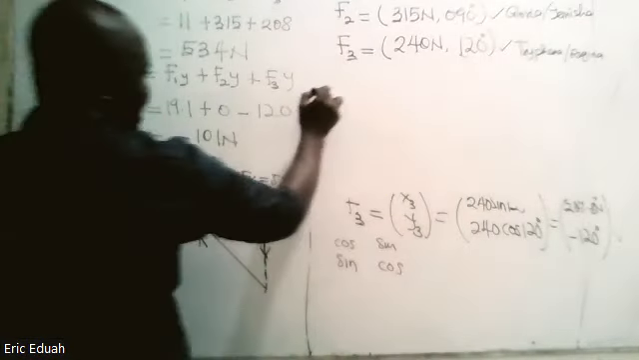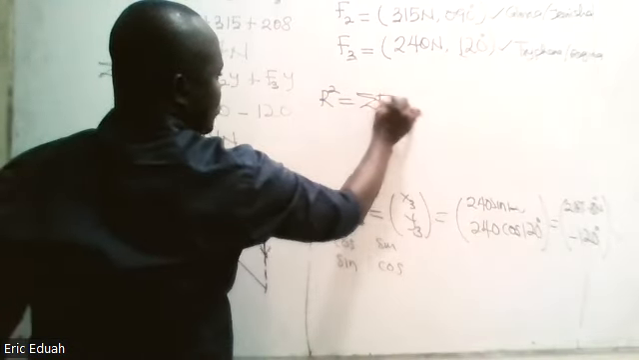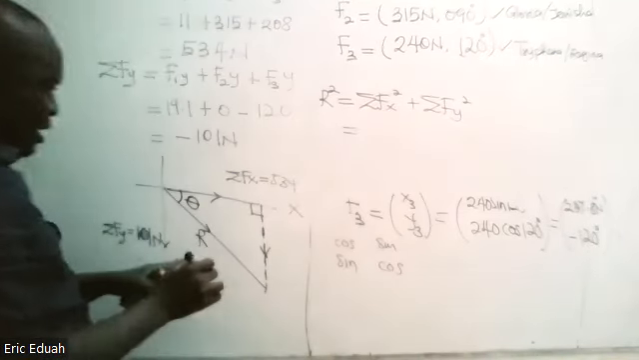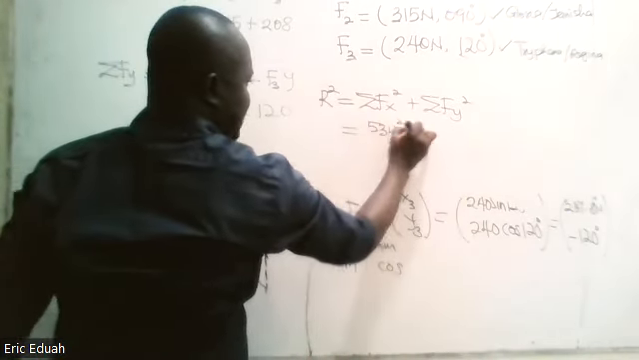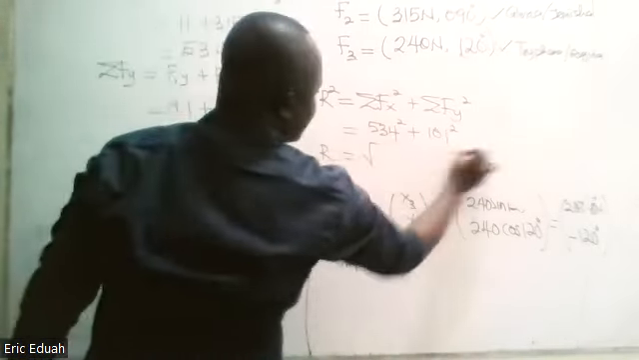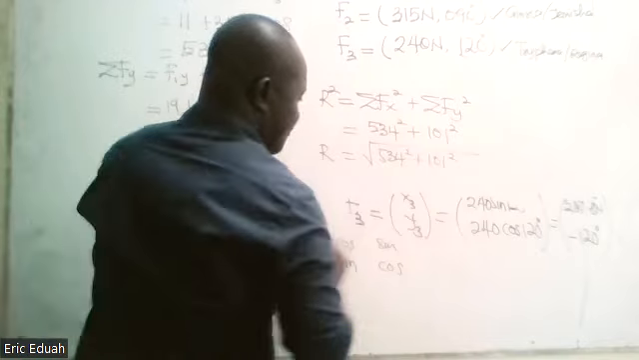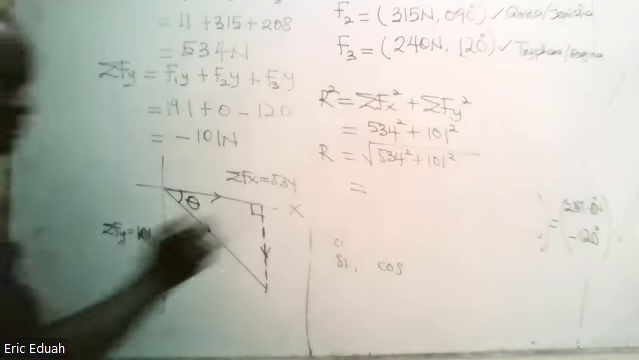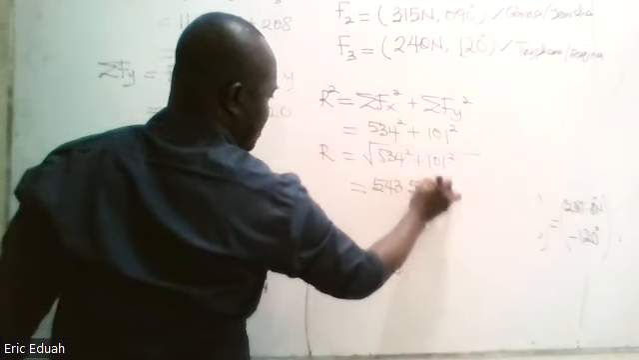So r squared is equal to summation f of x squared plus summation f of y squared. Okay, so 534 squared plus 101 squared, and r is equal to the square root of all that. What's the final answer? 543.5. 543.5 Newton.